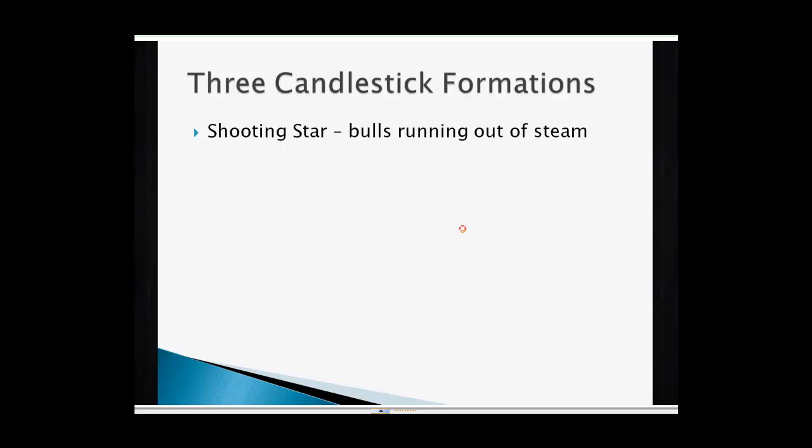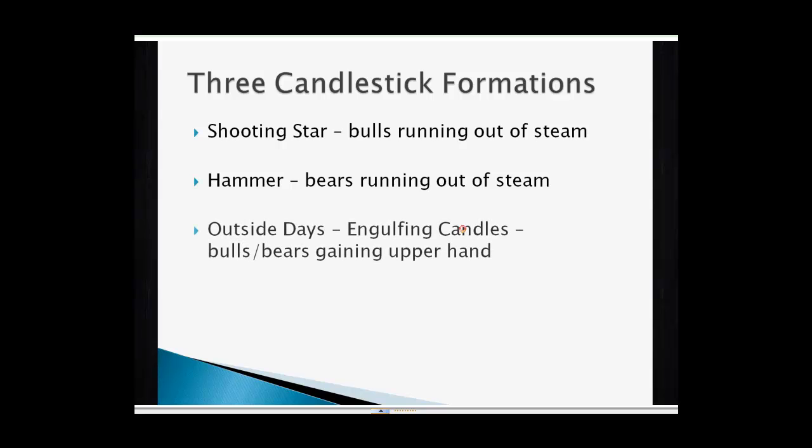I like to look at shooting stars, and I'll describe each one of these in just a minute and give you examples. A shooting star happens at the top of a trend. It means bulls are running out of steam. The hammer is the flip side of that, at the bottom of a trend. And the third one is the outside day, engulfing candles, which is either bullish or bearish depending on where on the chart it happens. Engulfing candles, if they happen at the top of a trend, are bearish. At the bottom of a trend, they are bullish, at least for a trade.